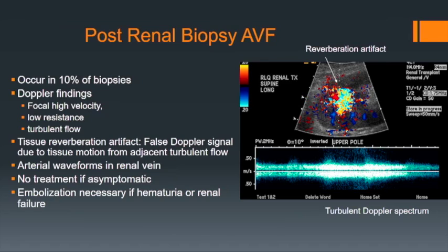So here you have the mosaic pattern. That multicolored area represents the AVF, and you get all this false color, which is the tissue reverberation artifact around the AVF. And you may see arterial waveforms in the renal vein. And in this case, we see a turbulent Doppler spectrum. No treatment is required if the patient is asymptomatic, but embolization may be necessary if there is hematuria or renal failure.